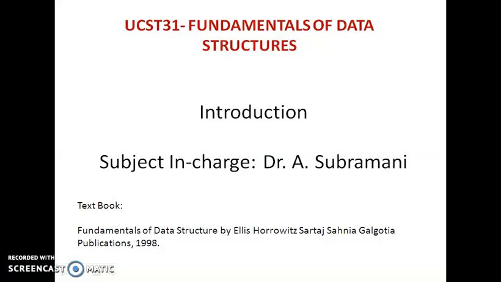Okay, so the paper code is UCST31, Fundamentals of Data Structures. Okay, the first introduction part.